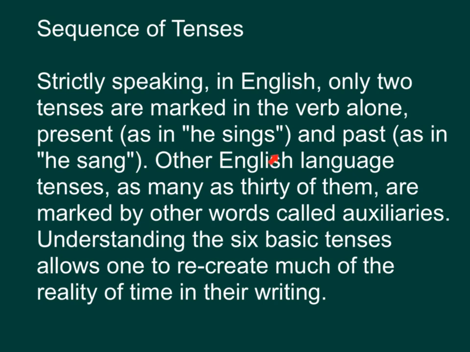Sequence of tenses. Strictly speaking, in English, only 2 tenses are marked in the word alone: present, as in he sings, and past, as in he sang. Other English tenses, as many as 30 of them, are marked by other words called auxiliaries. Understanding the 6 basic tenses allows one to recreate much of the reality of time in their writing.